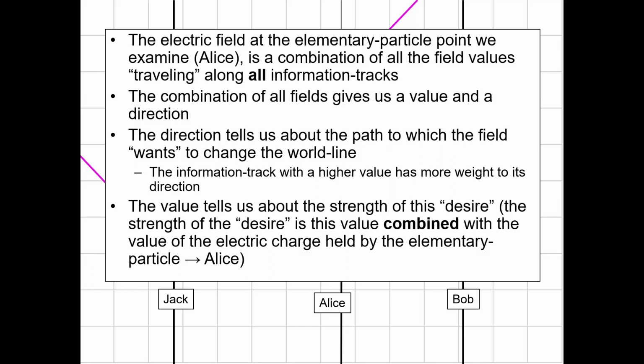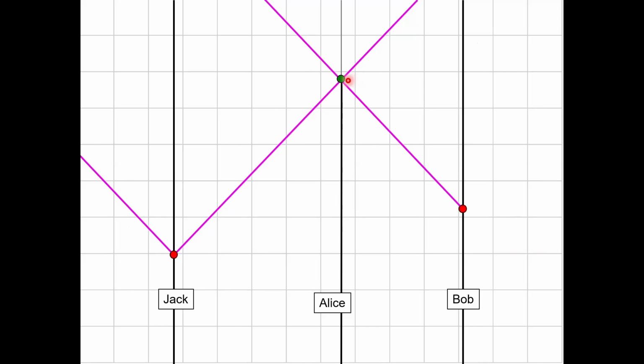The strength of the desire is this combined value combined with the value of the electric charge held by the elementary particle itself, which again in this case we will use the world line of Alice. So if we look at this point on Alice, it has Alice's electrical charge, and this electrical charge is affected by two fields. One is created by the electric charge of Jack at this point, and one is created by the electrical charge of Bob at this point.